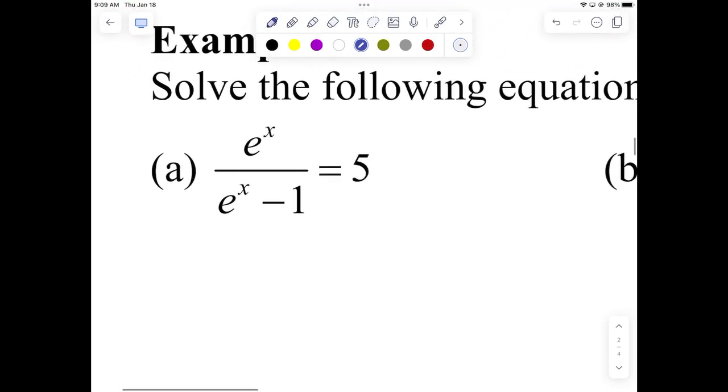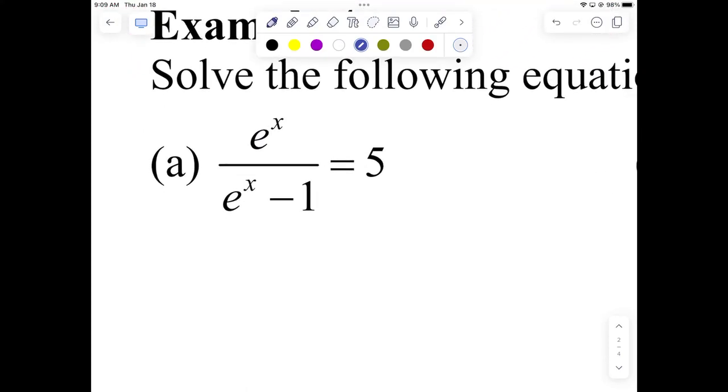For example, example 4a, we have e to the x over e to the x minus 1. Is this an exponential equation? Yeah, we have a variable exponent. How would you solve something like this in algebra 2 if instead of e to the x, it was just x? x over x minus 1. What would you do to solve it in algebra 2?